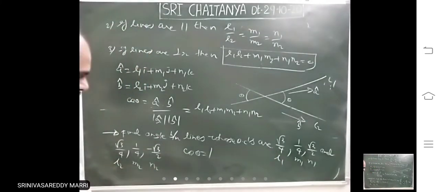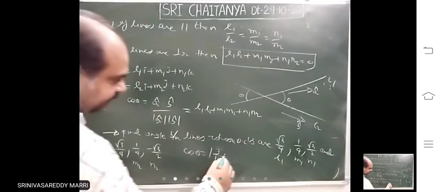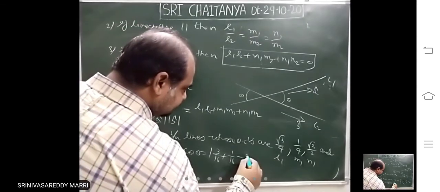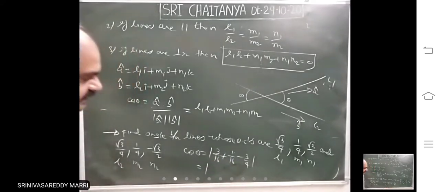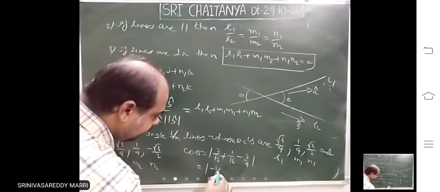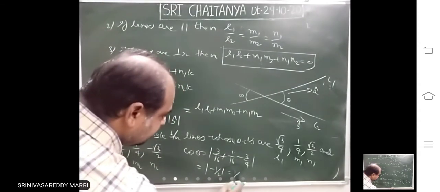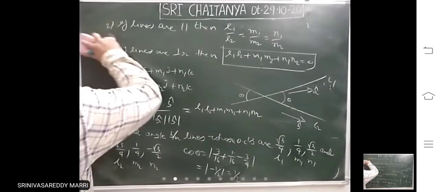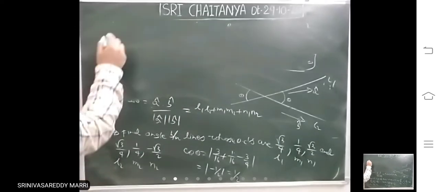L1 L2 plus M1 M2 plus N1 N2. Root 3 by 4 into root 3 by 4 is 3 by 16, plus 1 by 16, plus minus 3 by 4. That means this is 4 by 16, which is 1 by 4, minus 3 by 4. You will get minus 1 by 2, that means you will get 1 by 2 after the modulus. Therefore, cos theta equals 1 by 2.